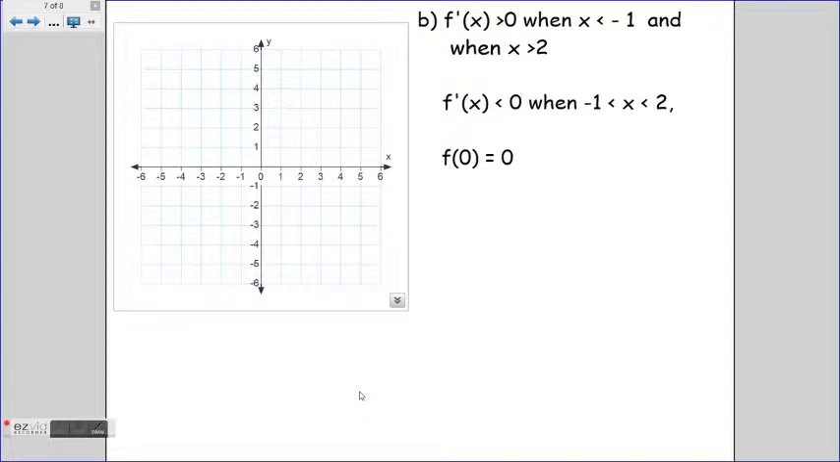Let's continue where we left off with question B. B now states that f prime at x is greater than 0, so it's positive, when x is smaller than -1 and when x is greater than 2. Okay, so that's our first interval. Our second one, f prime at x is smaller than 0, so it's negative, when x is in between -1 and 2. f at 0 is equal to 0.